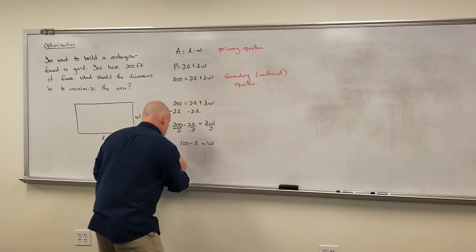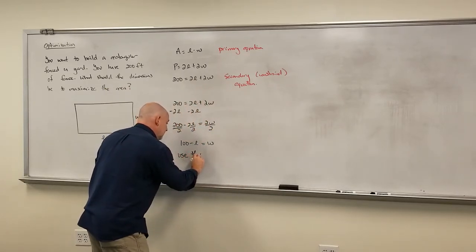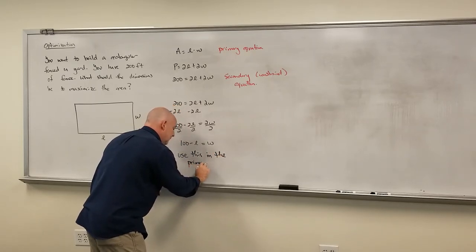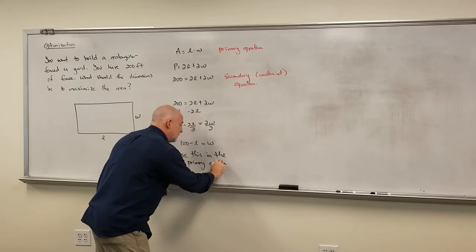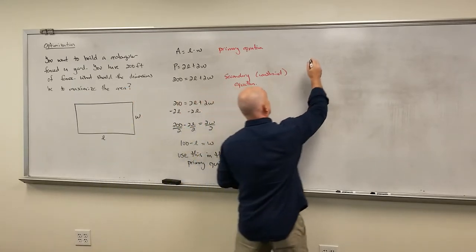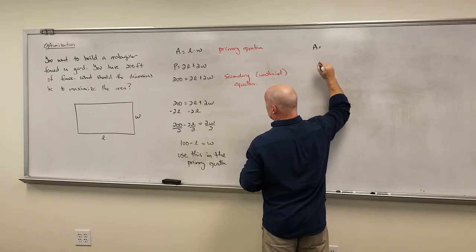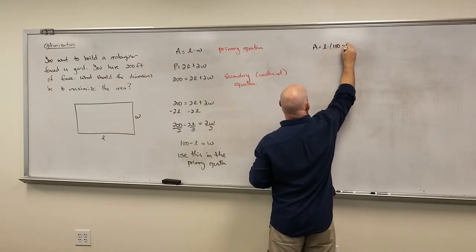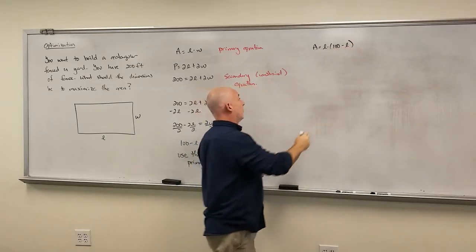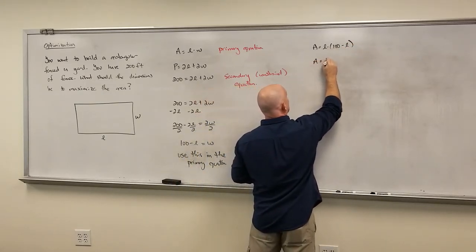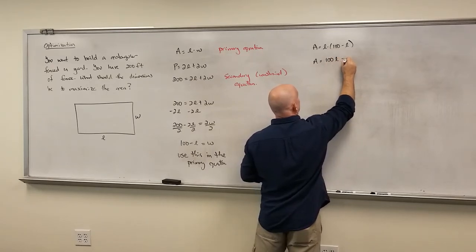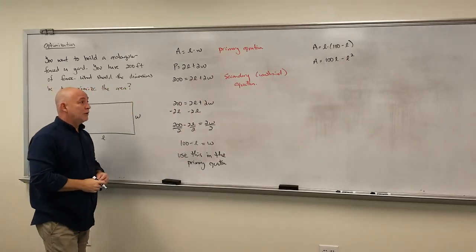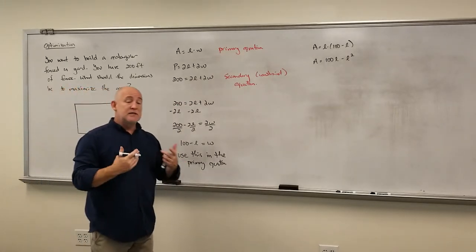So use this in the primary equation. So if I take that, my area will now be length times 100 minus length. Or another way to write that is my area will be 100 times length minus length squared. All right, now notice our area equation now only has one letter in it. So now we can take the derivative.